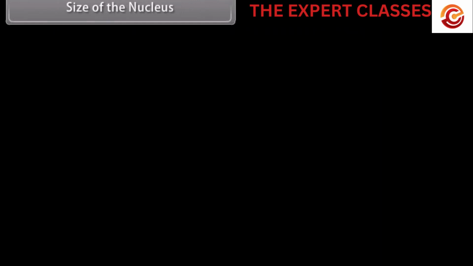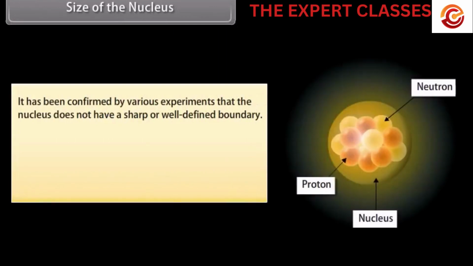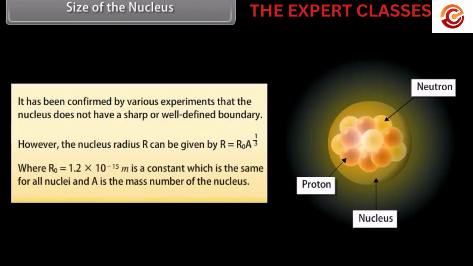Size of the nucleus. It has been confirmed by various experiments that the nucleus does not have a sharp or well-defined boundary. However, the nucleus radius r can be given by r is equal to r0 into cube root of A, where r0 is equal to 1.2 into 10 raised to the power minus 15 m is a constant, which is the same for all nuclei, and A is the mass number of the nucleus.